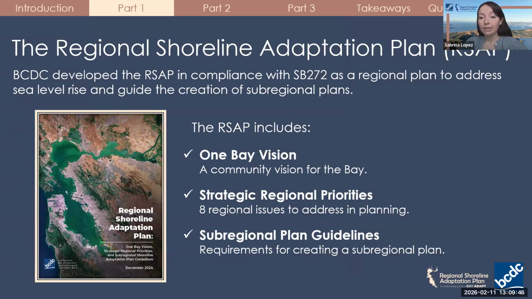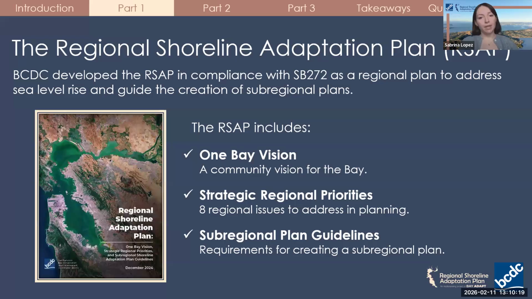To provide guidance and clarify what's required under SB 272, BCDC developed the Regional Shoreline Adaptation Plan, otherwise known as RSAP. At its core, the RSAP is a regional framework to guide how we address sea level rise across the Bay Area. It was built through a collaborative process with input from local governments, community organizations, scientists, and regional partners.